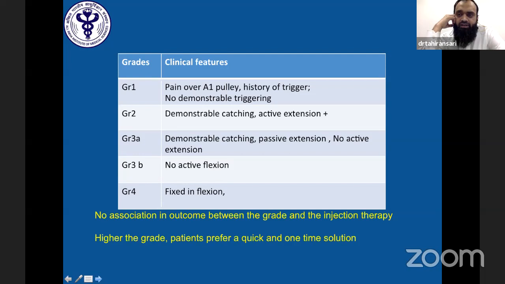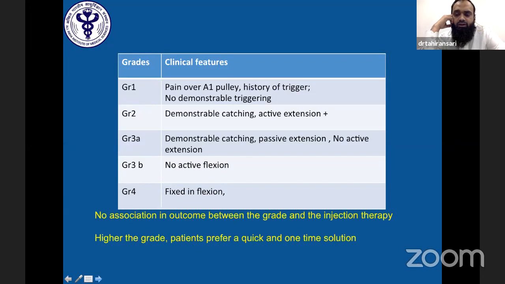And grade 3A is when there's catching, there's passive extension, but there's no active extension. And grade 3B is when there's no active flexion, the digit is locked in extension. And grade 4 is when the digit is involved in fixed flexion.